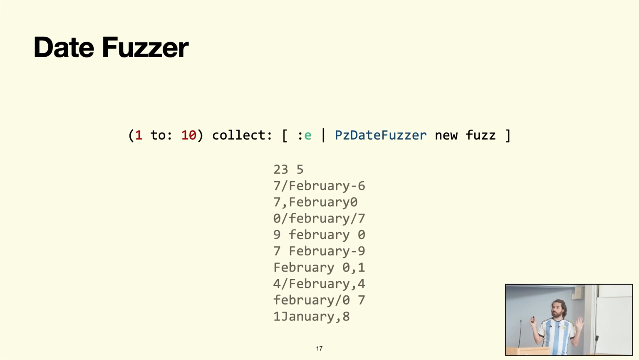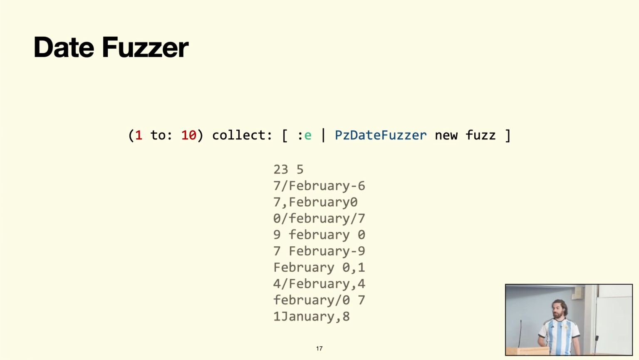If we can write a date fuzzer, let's imagine that our date fuzzer can generate this kind of thing. It can generate a number for a day, then a month, then a year, and with separators in the middle. Separators can be slashes, dashes, commas, spaces, I don't know. Something like date, separator. So we can generate this kind of inputs.